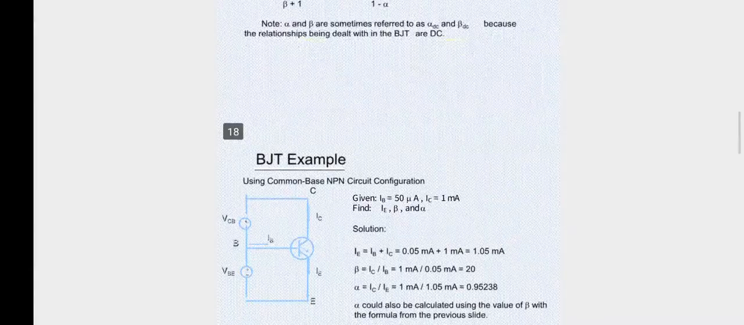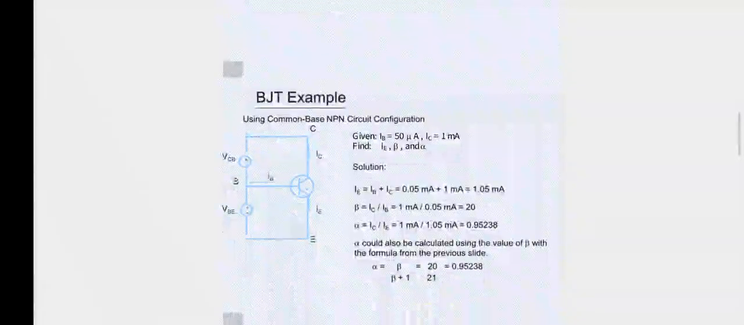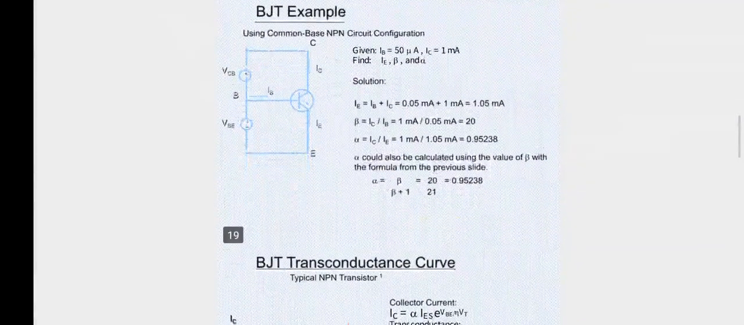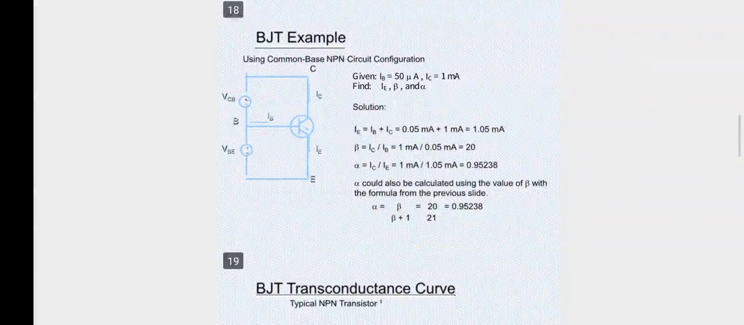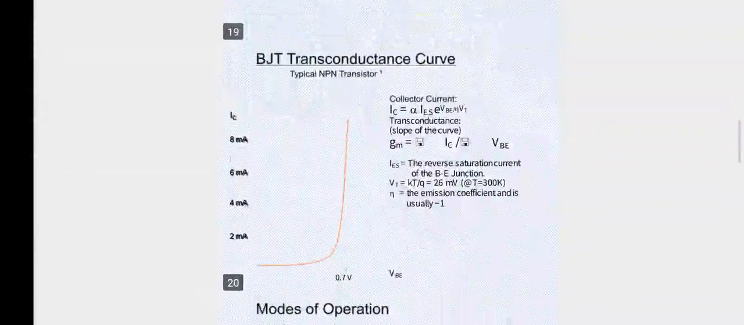You can calculate the gain using the formula. Okay, this is an example of a calculation of the corresponding current and voltage using the previous relation. There is the BJT transconductance curve.